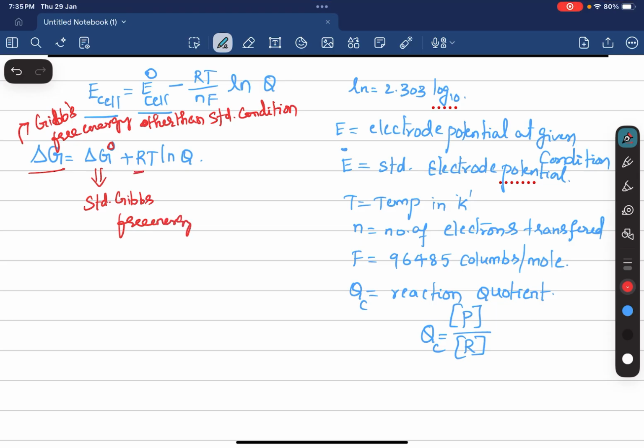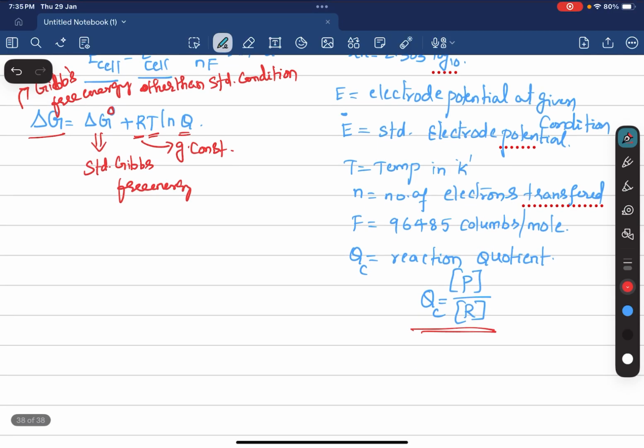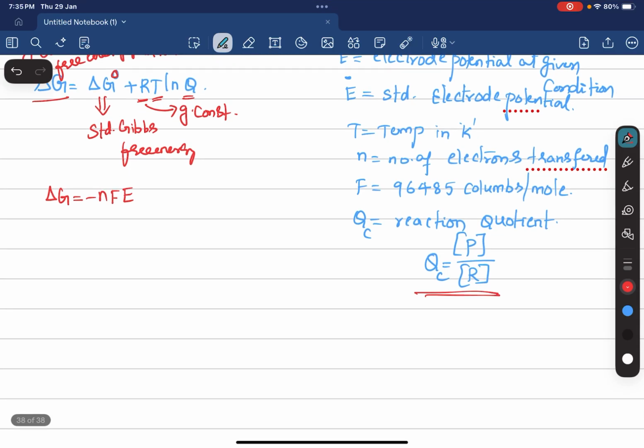R is the universal gas constant, T is temperature in Kelvins, Q is the reaction quotient, that is what we wrote here. So with the help of this equation we can get it. For Gibbs free energy, there is a formula delta G equals minus nFE cell. This also you studied in 11th itself. This is equation 1, and delta G naught is the same thing, minus nFE naught cell.